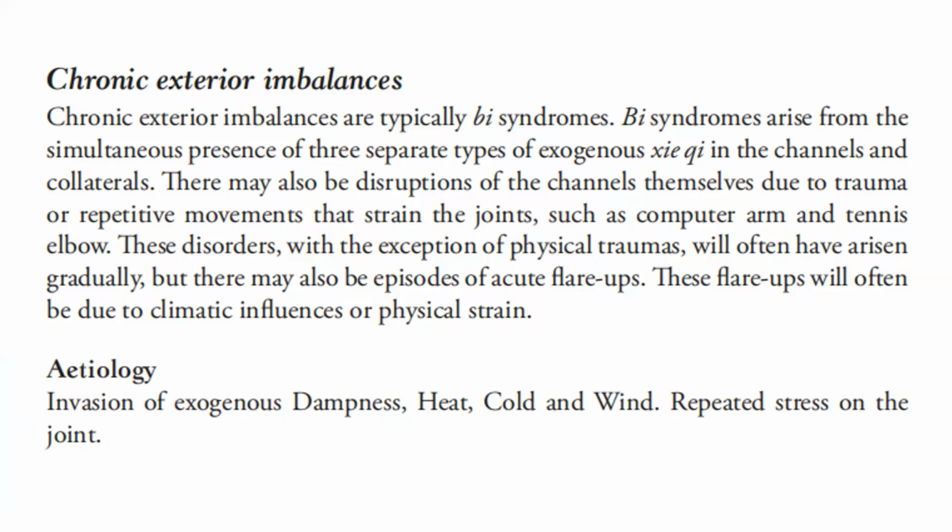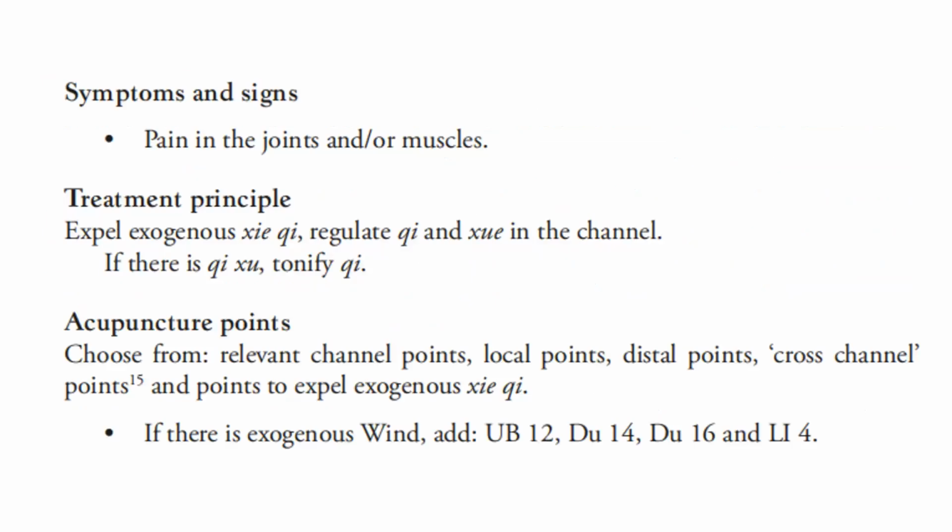There may also be disruptions of the channels themselves due to trauma or repetitive movements that strain the joints, such as computer arm and tennis elbow. This disorder, with the exception of physical traumas, will often have arisen gradually, but there may also be episodes of acute flare-ups. These flare-ups will often be due to climatic influences or physical strain. Etiology: invasion of exogenous dampness, heat, cold, and wind. Repeated stress on the joints.